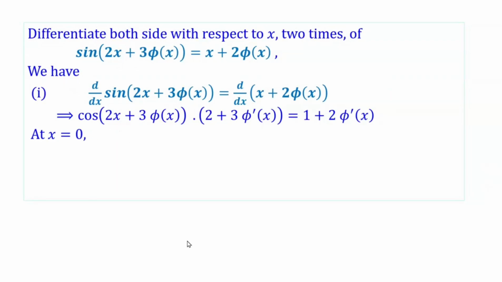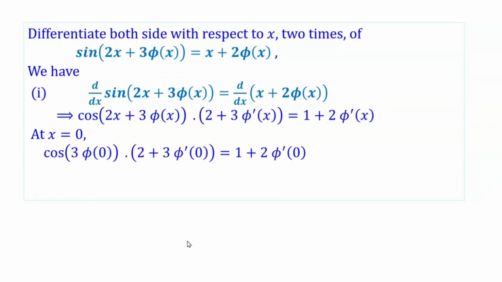Now we have to calculate at 0, so we put 0 on both sides. We get cos(3 phi(0)) times (2 + 3 phi'(0)) is equal to 1 plus 2 phi'(0). Now phi(0) is equal to 0, so we substitute that and we get 2 plus 3 phi'(0) is equal to 1 plus 2 phi'(0). Now we simplify it, and we get phi'(0) is equal to minus 1.